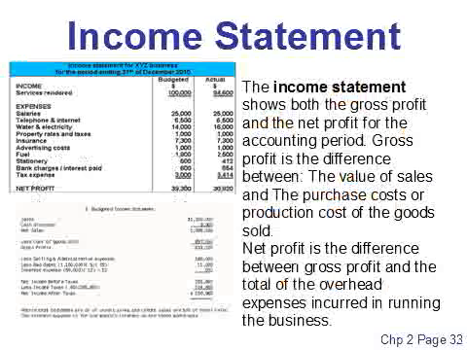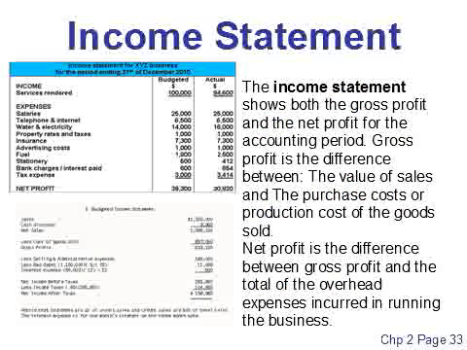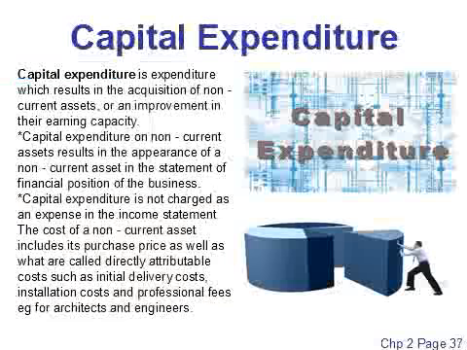Income statement. The income statement shows both the gross profit and the net profit for the accounting period. Gross profit is the difference between the value of sales and the purchase costs or production cost of the goods sold. Net profit is the difference between gross profit and the total of the overhead expenses incurred in running the business. Capital expenditure. Capital expenditure is expenditure which results in the acquisition of non-current assets, or an improvement in their earning capacity.